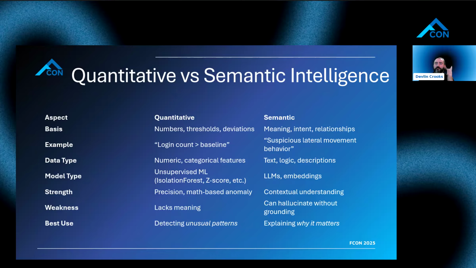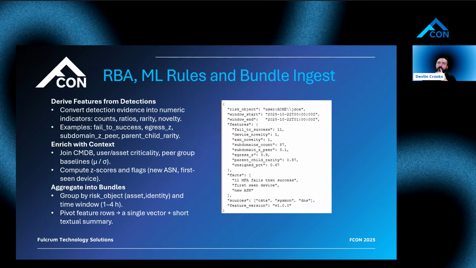So that's the main thesis behind this. Now we're going to dig more into the RBA, ML rules, and bundle ingest. So how would you actually construct this? We want to make sure that we have our risk object that we're attributing risk to. We have a start and end window. Our features are going to be the actual ML values of some of our rule sets. And then our facts is going to be basically all of our risk events that we've seen.